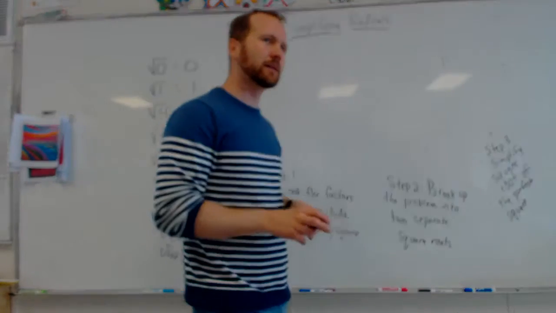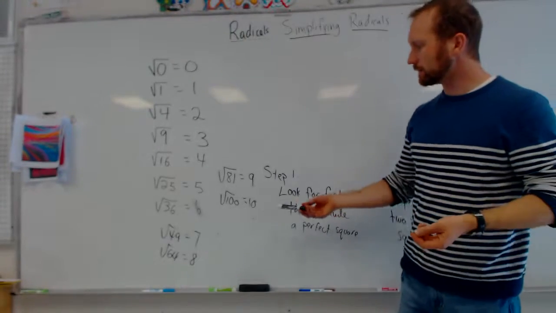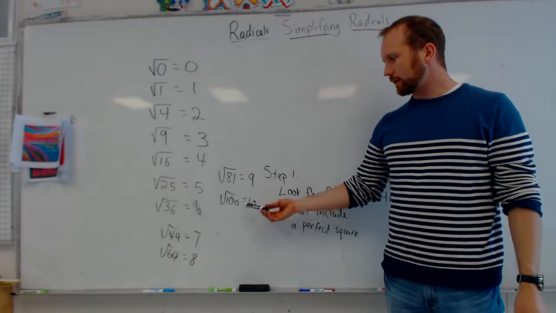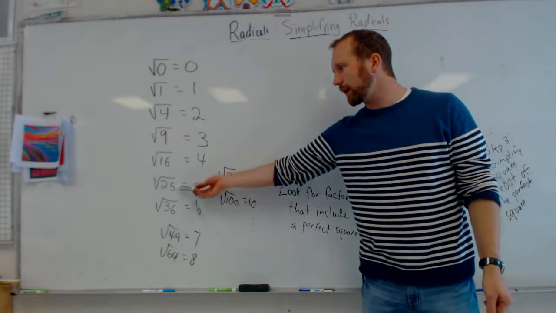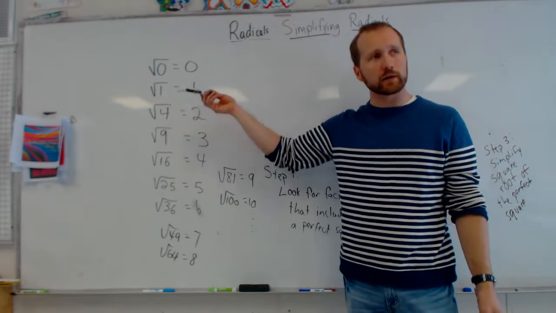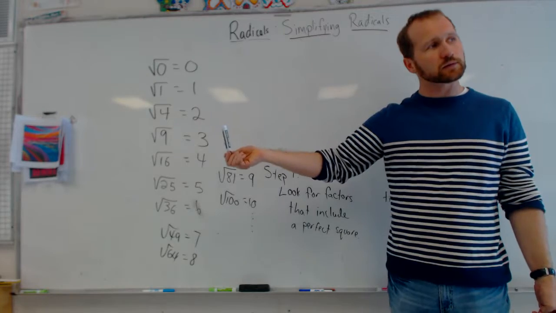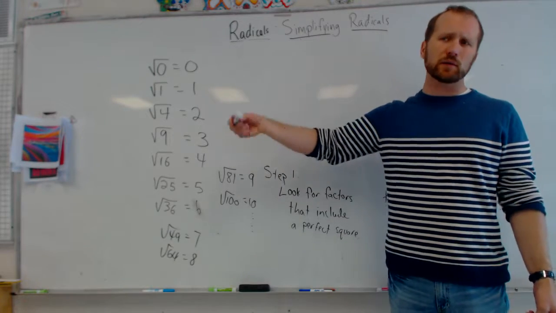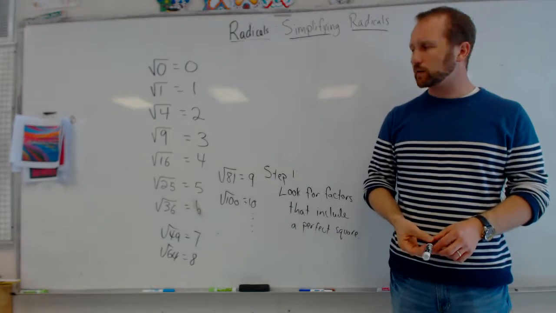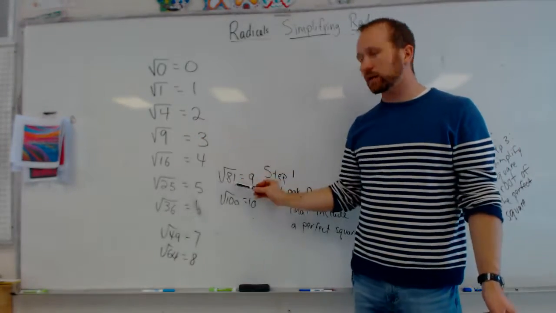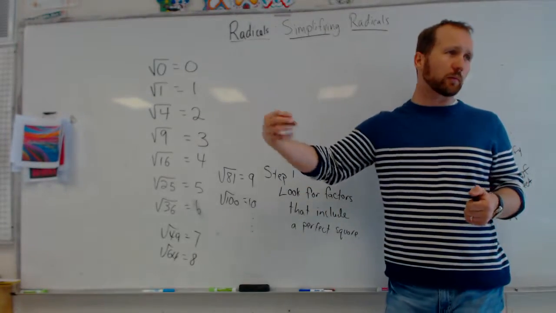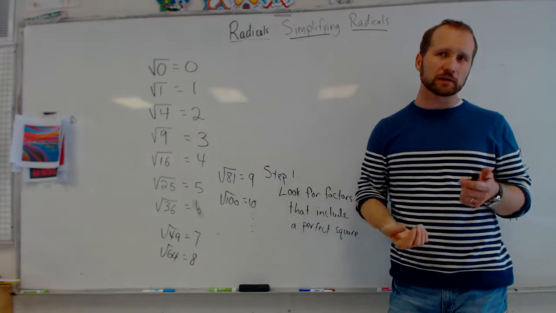Although I will say, even 10, if I have 100, there's going to be a 25 and there's going to be a 4 in there. So you might find those smaller ones and then do extra steps to get your answer. Depends. 81, there's always going to be a 9 in 81. So I might pull out a 3 before I pull out the actual 9. It's totally up to you guys.